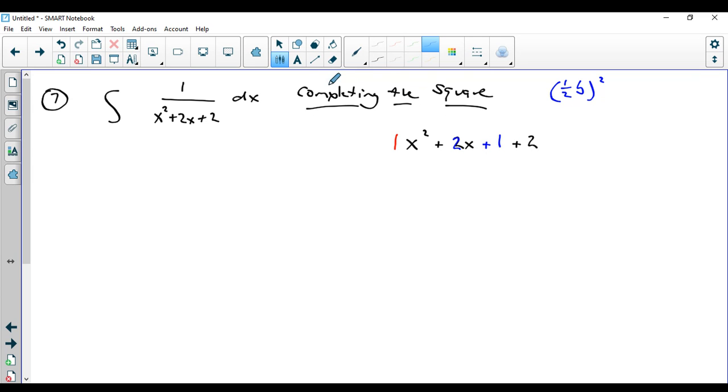So now if I come back over here and rewrite what I've done, I have the integral of 1 over x squared plus 2x. I just went ahead and added 1 down there, right? And then I have this plus 2. Well, that's changing the problem. It's not like I multiplied the fraction by 1 over 1. I added 1 to the bottom. That changes it. You can't do that.